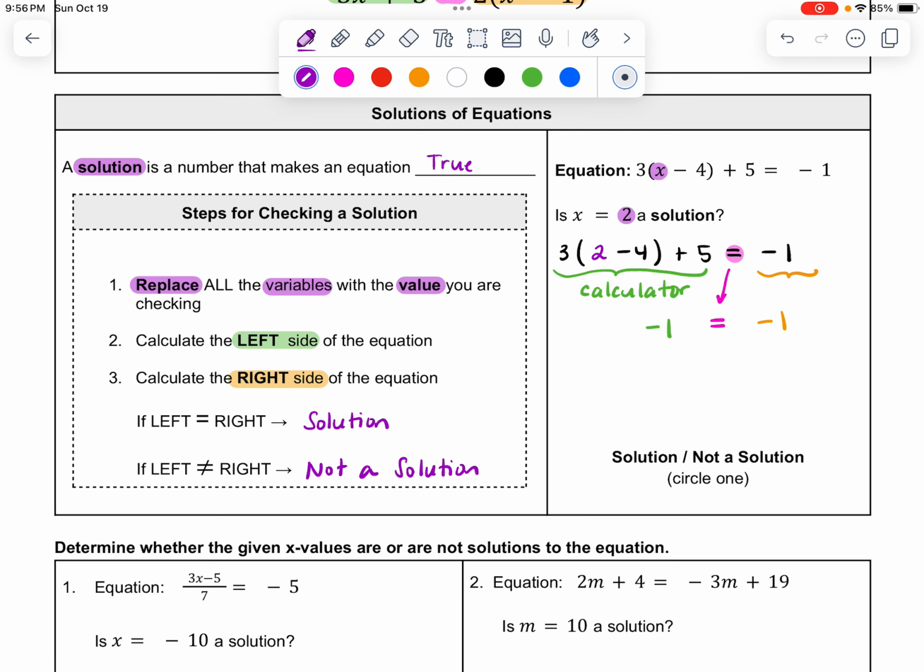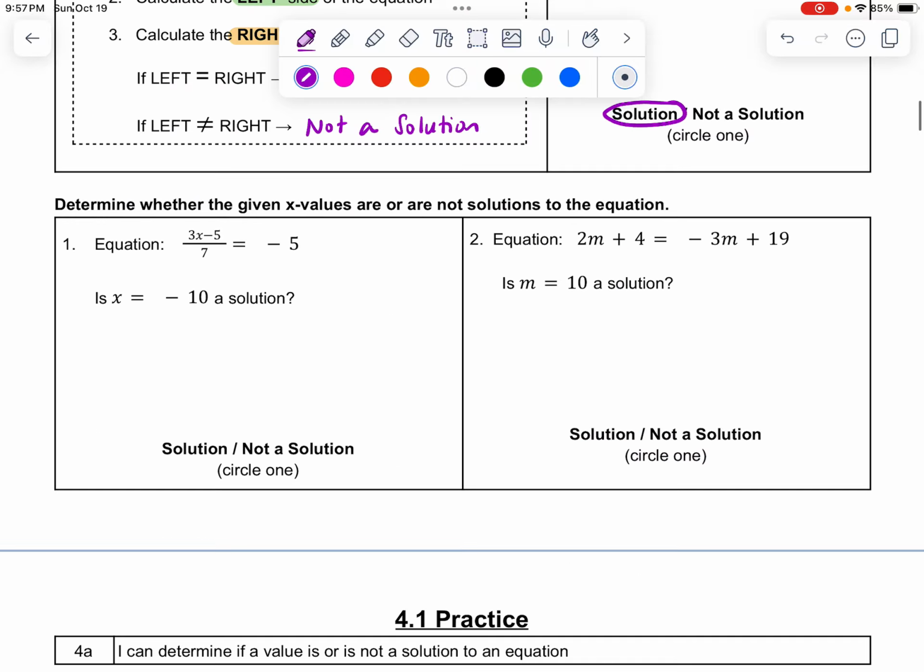In this case, -1, which is on the left, is actually equal to -1, which is on the right. So this number that I tested is a solution. The number 2 is a solution. We're going to try this a couple more times. So in problem number 1, in the follow-up example, it says, here's my equation. Is the number -10 a solution?